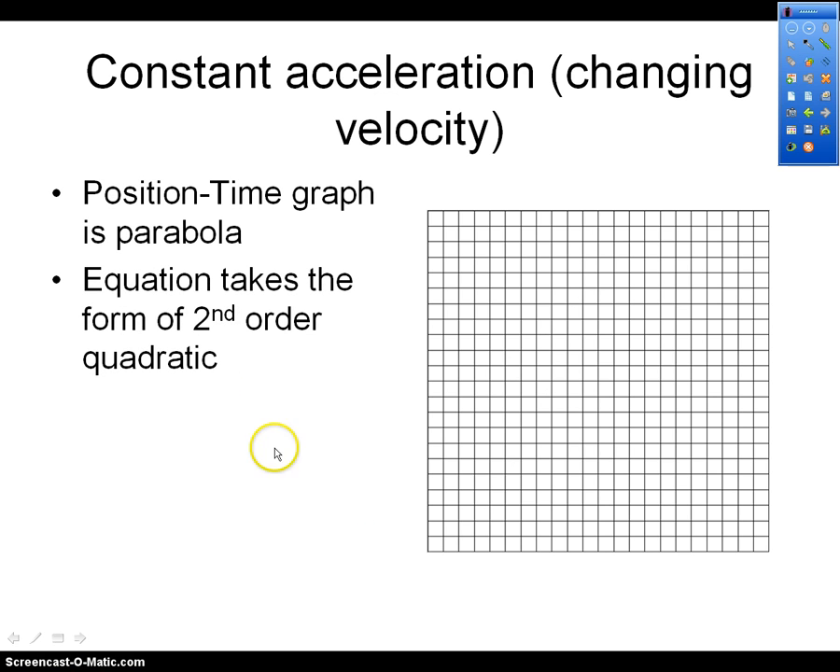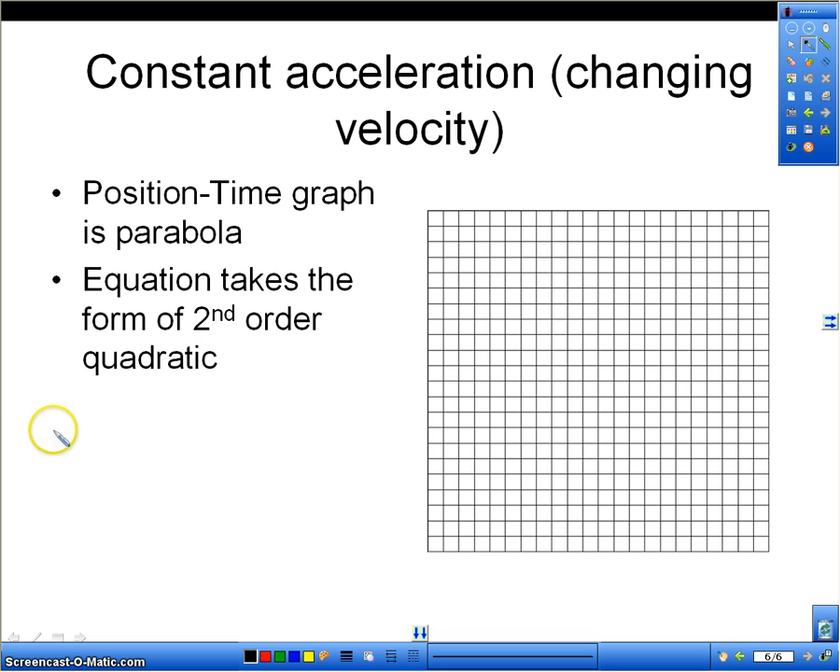The equation actually takes the form of a quadratic. So here's where I want you to think about what we did in the lab, and then think about what I'm saying here. We already know that equation 2, x final is x initial plus v initial times time plus 1/2 at squared. That's equation 2 of our equations of motion. And that is a parabola.